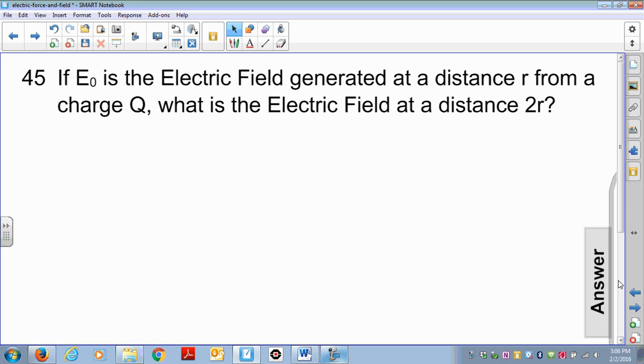If E naught is the electric field generated at a distance r from a charge Q, what is the electric field at a distance 2r? Go ahead and pause the video now to see if you can come up with the answer.